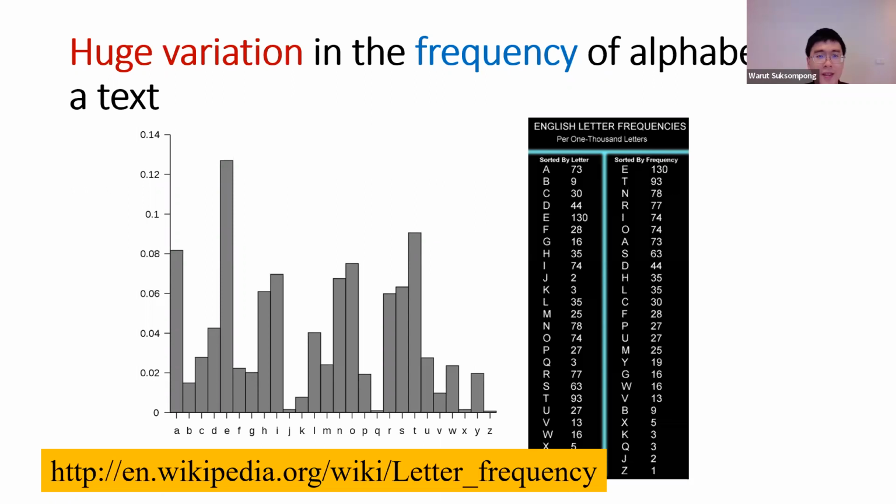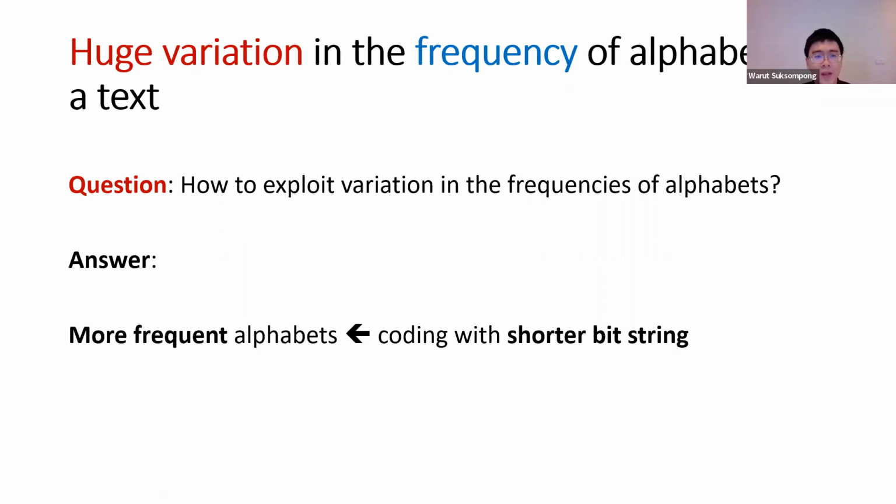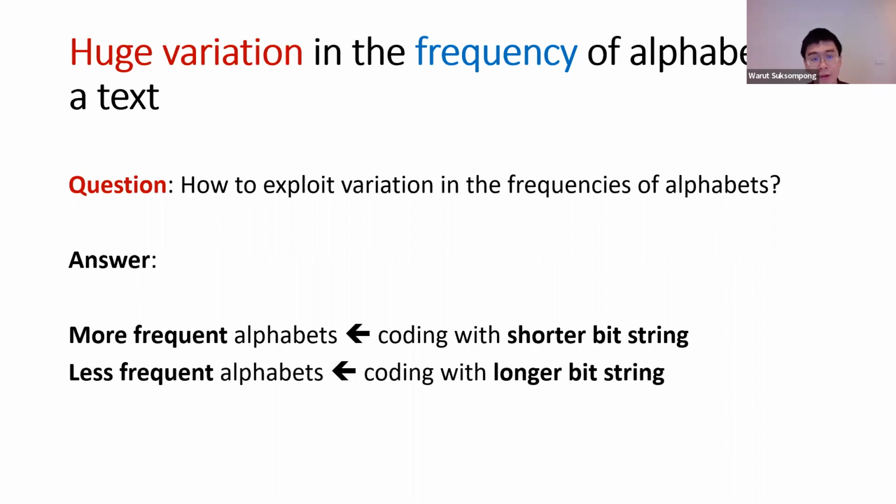So what's the idea here? How can we exploit the variation in the frequencies of alphabets? The idea is that for the alphabets that appear more frequently, we should use a shorter bit string, so a fewer number of bits. Because they appear more frequently, we shouldn't waste too many bits. We should try to save on these letters as much as possible, and assign a small number of bits to letters that occur more frequently. And for the less frequent ones, we don't mind too much. If we have to spend a lot of bits on these characters, that's fine.